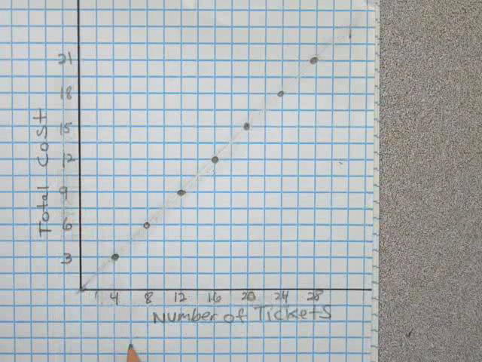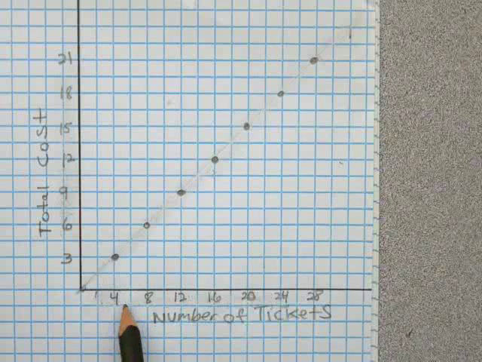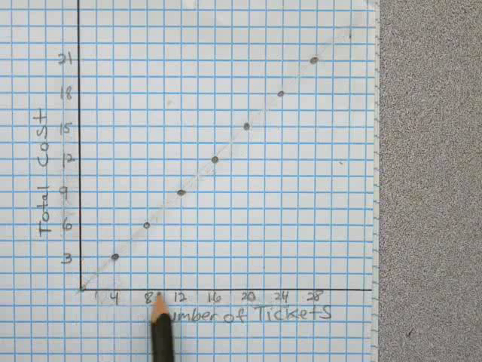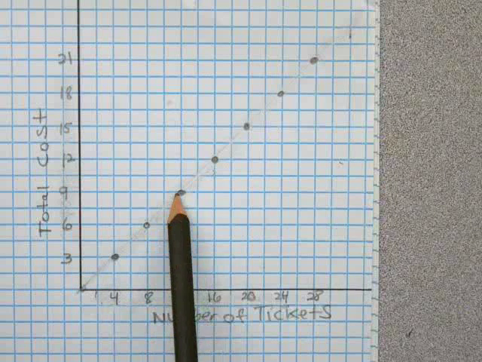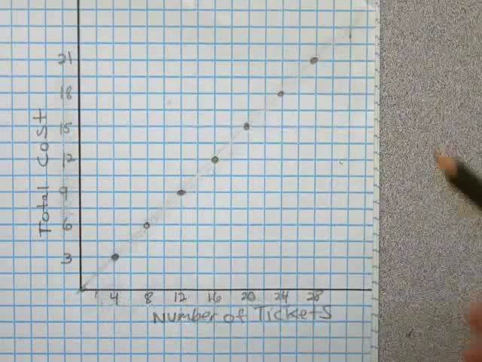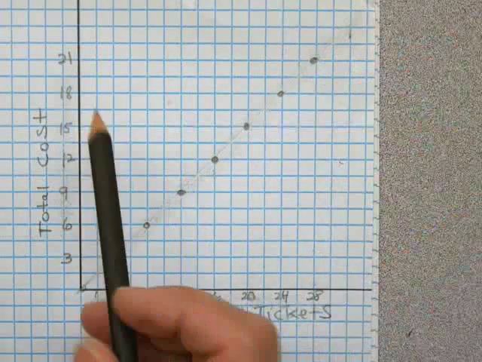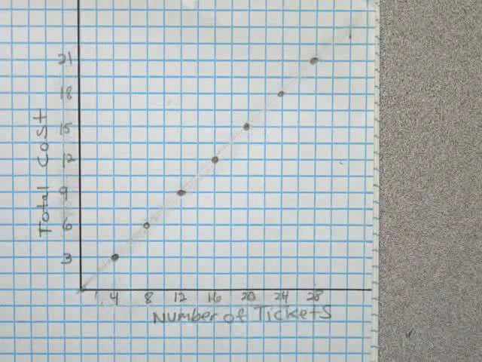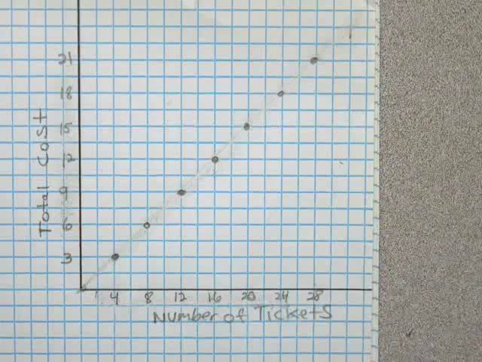And I went ahead and plotted the points for this graph. As you can see, the number of tickets is 4, that would be $3. The number of tickets would be 8, that would be $6. 12, that would be $9. And I plotted it all the way out to here, where you can see this is 28 tickets, and going across, that would be $21. So the answer to the question is, if you have $21, you can buy 28 tickets.